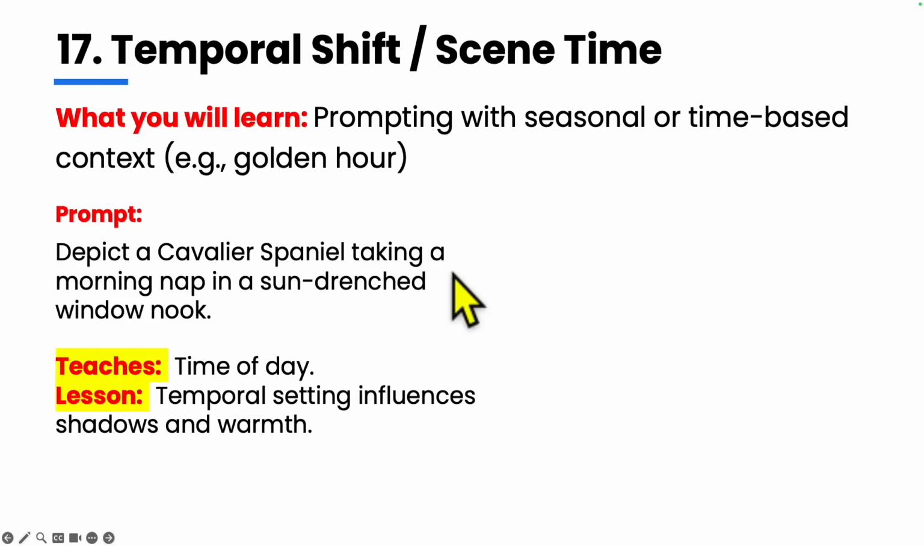All right, so what it is trying to teach us is, when you tell this temporal shift or scene time, Copilot, or the model in the backend, can understand the time of the day. It says that morning means the sun should be coming in a slanting direction. So we don't have to specify that. Time of the day is enough for the model to understand that. And the lesson is the temporal setting influences the shadows and the warmth of the picture.